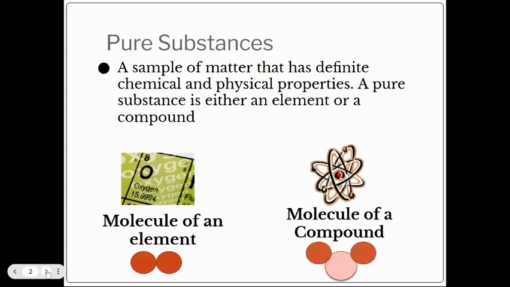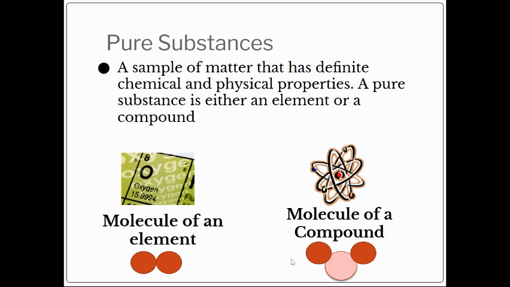So just as a review, remember that a pure substance can be either an element or a compound. A pure substance has nothing but that substance in the sample. If you have two atoms touching and they are the same type of atom, in this case, they look the same because they're the same color and the same size, that means they're the same atom of that element, and that is considered a molecule of the element. That is a pure substance.